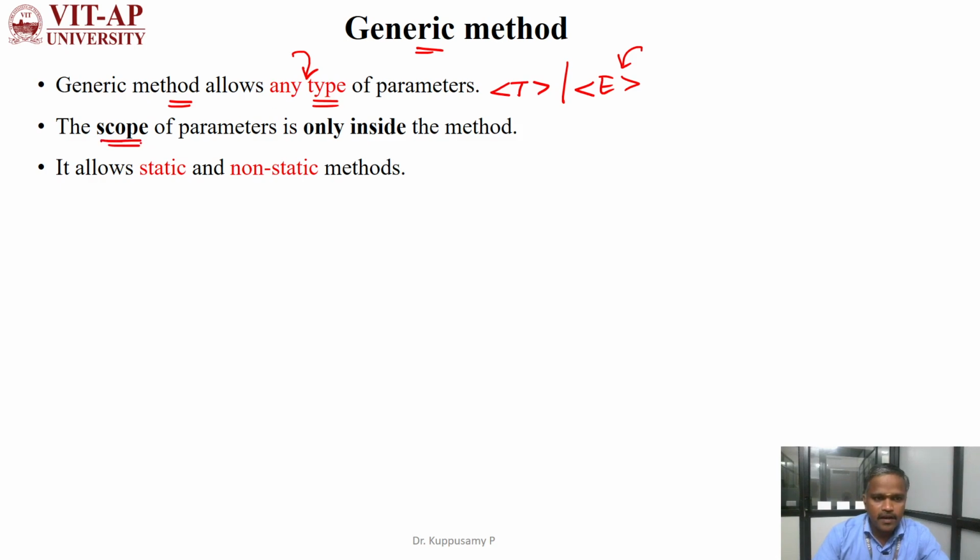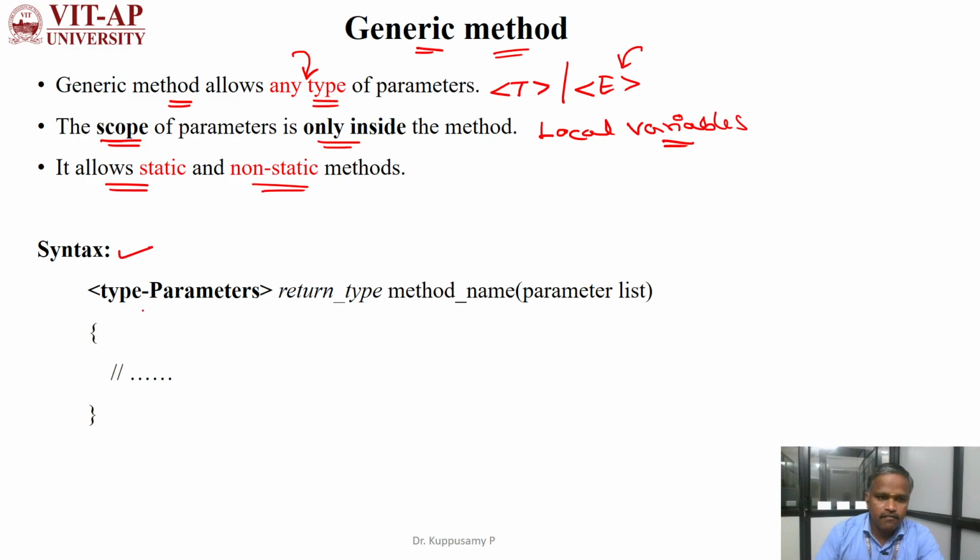The scope of these parameters can only be used inside the method, because here we are going to use the method. So the variables we are using act as local variables inside the method, and local variables cannot be accessed outside the method. Also, we can use static methods and non-static methods as a generic method.